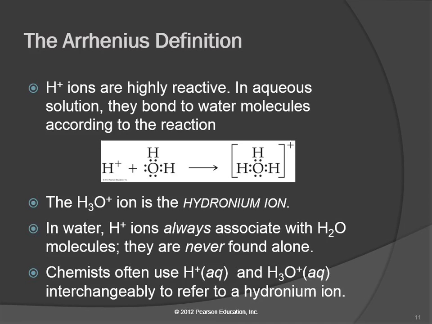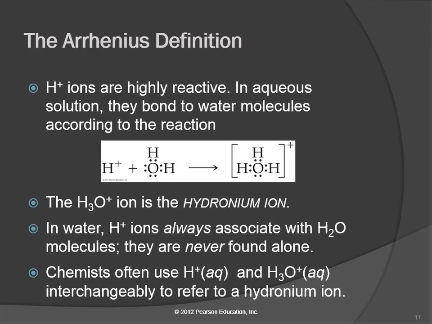Now, hydrogen ions are highly reactive. What is in a hydrogen atom? How many protons, how many neutrons, how many electrons? 1 proton and 1 electron. And the most common isotope of hydrogen actually doesn't have any neutrons at all. So a hydrogen atom is 1 proton and 1 electron.